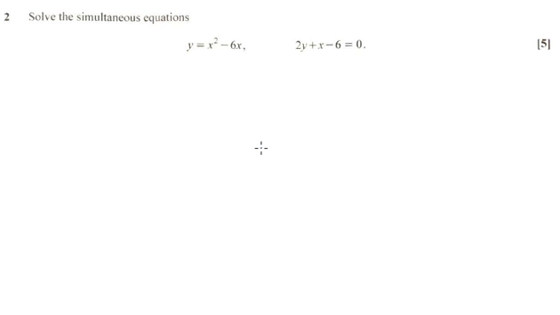Okay, question number 2 asks us to solve a pair of simultaneous equations. So in order to do that, we're going to want to substitute, and this is probably the easiest one to substitute into here because y is already the subject of the formula. So we can substitute for where we see y here. I'm going to replace that y with x squared take away 6x, which is what y is equal to.